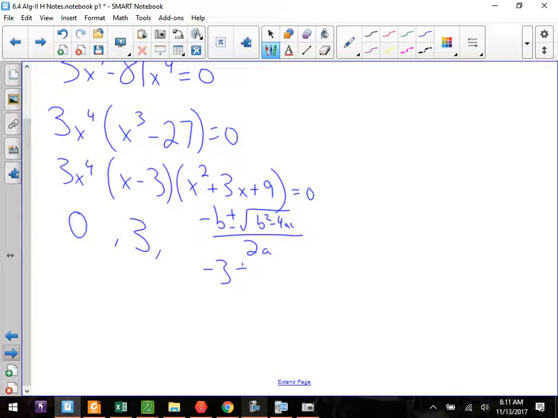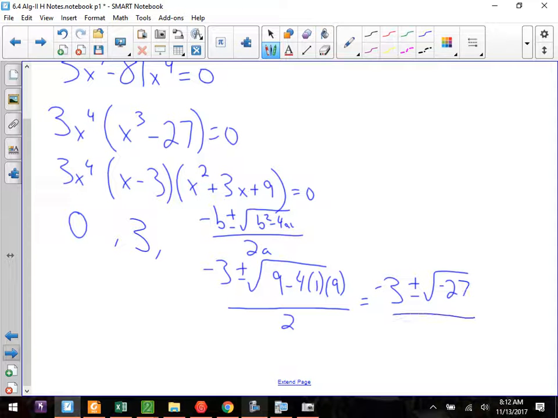So that gives me negative 3 plus or minus the square root of 9 minus 4 times 1 times 9, all over 2. 9 minus 36 is negative 27. Now, negative 27, well, I can simplify 27 as a square root, can't I? Was it 3, I believe? So then negative 27 would be 3i over 3.